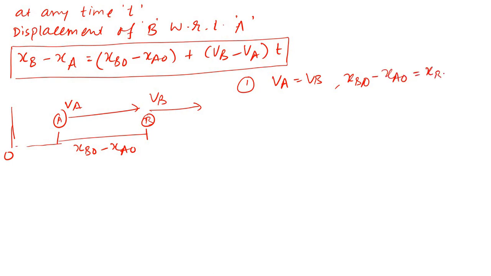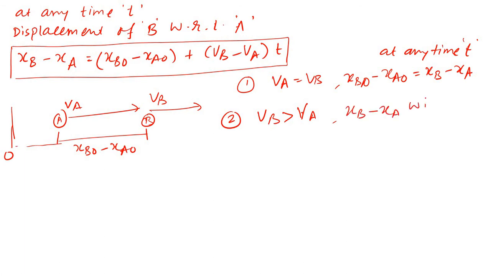So at any time t, the distance between these two is the same, which is equal to the initial distance, right? Now if VB is greater than VA, VB was already ahead in the direction of motion, and if its speed is larger, then the distance is going to keep on increasing, right? So this XB minus XA will keep on increasing, is it not? So it will go further away.